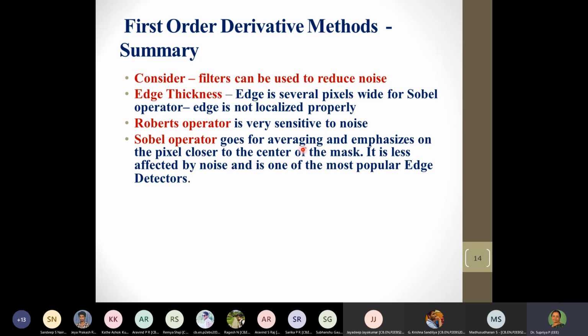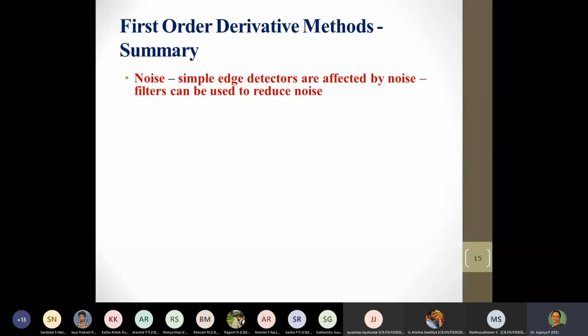So, though the edge thickness is higher in Sobel's operator, we generally see that it's more robust to noise. And I think in yesterday's class also I mentioned Sobel's operator is one of the most popular edge detectors compared to Roberts or Prewitt. But there are some applications where you might get better results with the Roberts mask or with the Prewitt mask, or what we call the Roberts operator or the Prewitt operator.